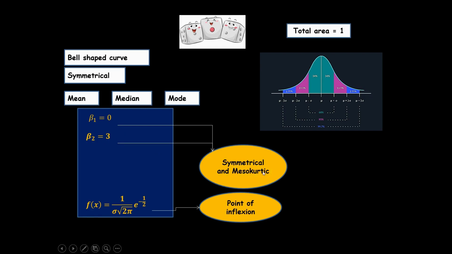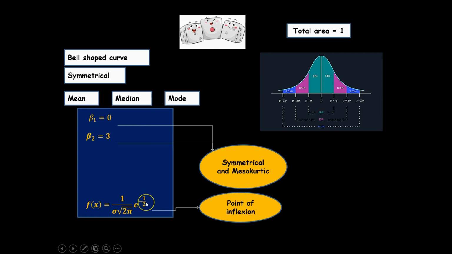We have three different types of kurtosis: leptokurtic, platykurtic and mesokurtic. And if it is equal to 3, then we can say this distribution follows a normal distribution. And the point of inflection in the case of normal distribution is always f of x equal to 1 upon square root of 2 pi, e raised to the power minus 1/2.